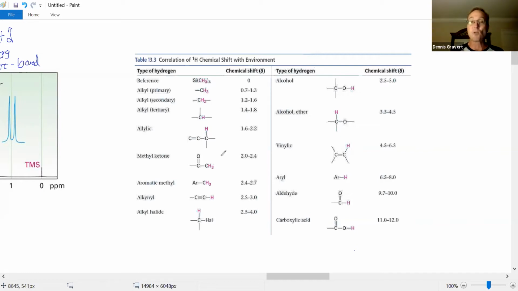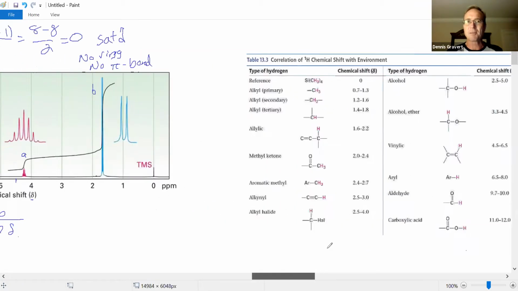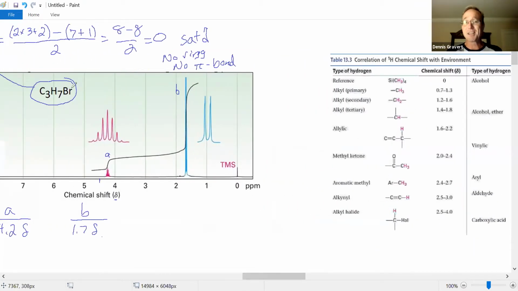We also had a peak at 4.2. You might say 4.2 sounds like a hydrogen on an oxygen, or hydrogen on a carbon next door to oxygen. That's close to the 4.2. Yeah, but who are you going to trust more, the correlation table or the chemical formula? I trust the chemical formula. There's no oxygen in here. So where's a halide? Halide is bromine. Typically, on average, hydrogens attached to a carbon that also has a halide should give a peak around 2.5 to 4. Ours is at 4.2.